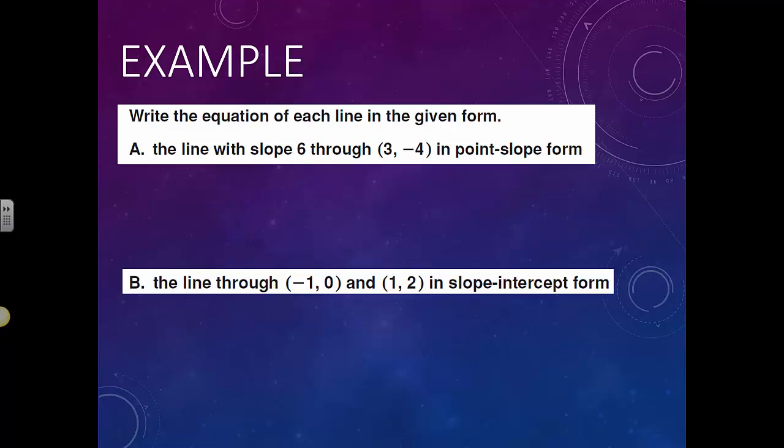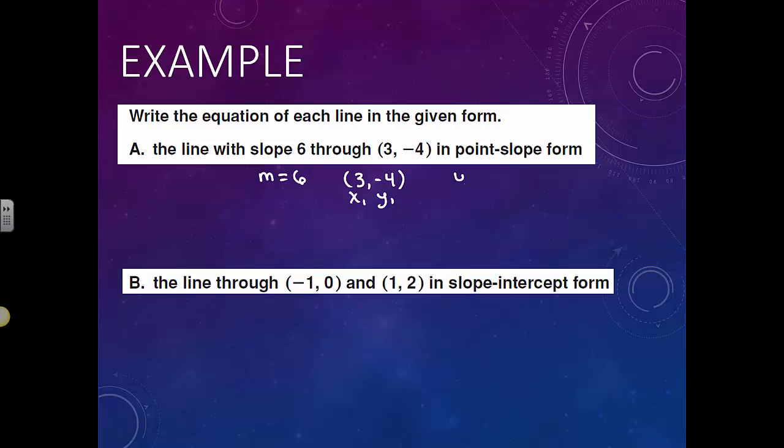Okay, so let's practice. One of those learning targets was to be able to write the equations if you're given the slope and a point on the line. And this time we're going to write it in point-slope form. So they told me that the slope was 6, so m equals 6. And they told me my point was 3, negative 4. So this must be my x1 and this must be my y1.